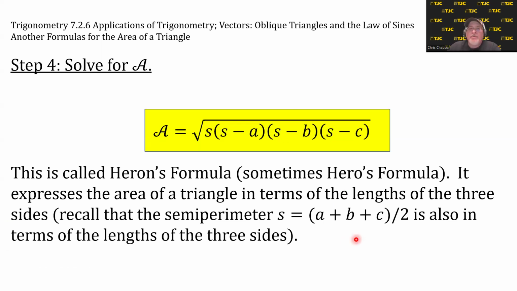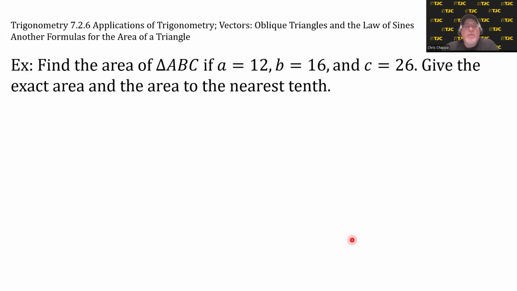All right, so all we've got to do now is demonstrate how to use this formula, which is pretty straightforward except for a little bit of arithmetic. For example, find the area of triangle ABC. If A equals 12, B equals 16, and C equals 26, give the exact area and the area to the nearest tenth.